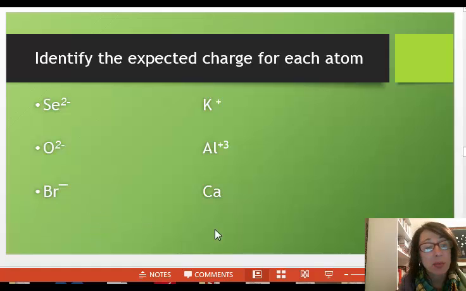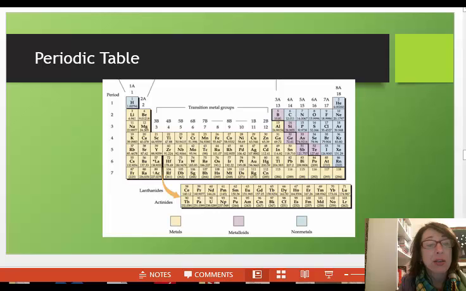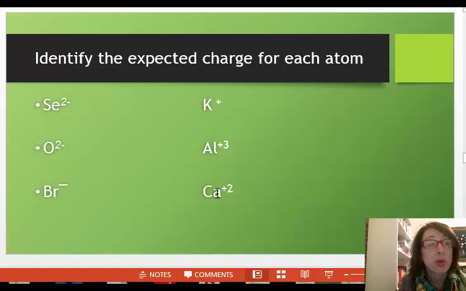Our last example is calcium. Calcium is in family 2A and has 2 valence electrons. If it loses 2 valence electrons, calcium will obtain a noble gas configuration. Thus, calcium will have a +2 charge. Notice that calcium is a metal and loses 2 electrons to form a cation.